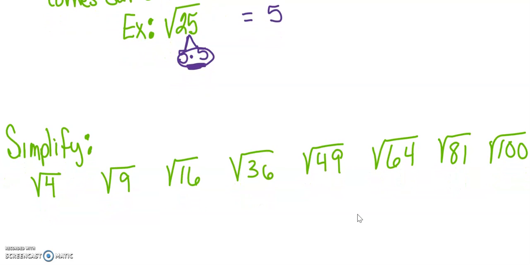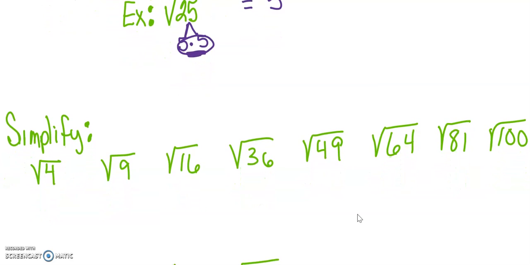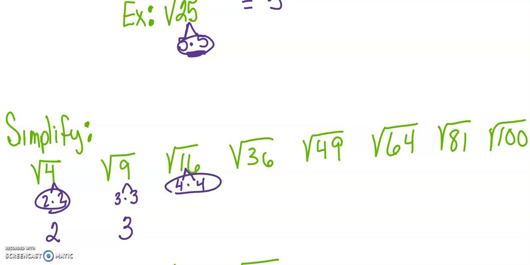We're just going to run through a couple of them. So 4 would be 2 times 2, right? So therefore, the square root of 4 is 2. And notice I have two 2's, so the 2 comes out. The square root of 9 is 3 times 3, so the square root of 9 is 3. The square root of 16 can be written as 4 times 4, so since I have two 4's, that 4 comes out and the square root of 16 is 4.